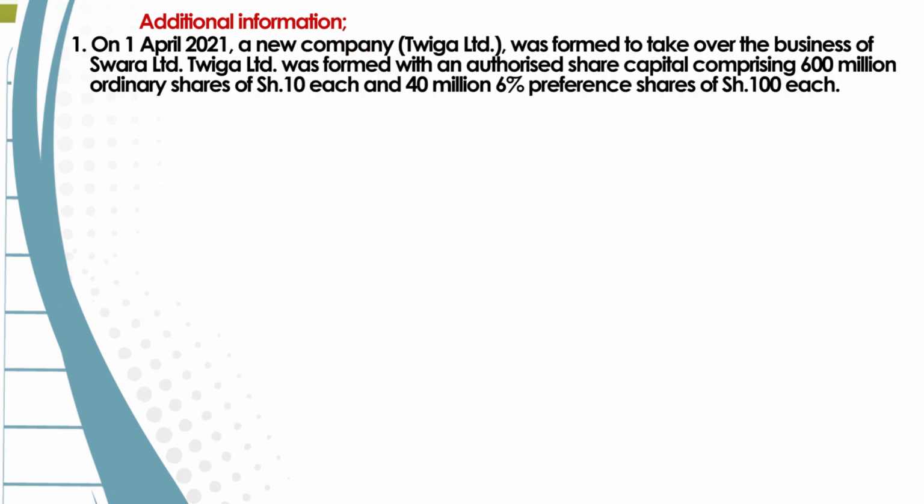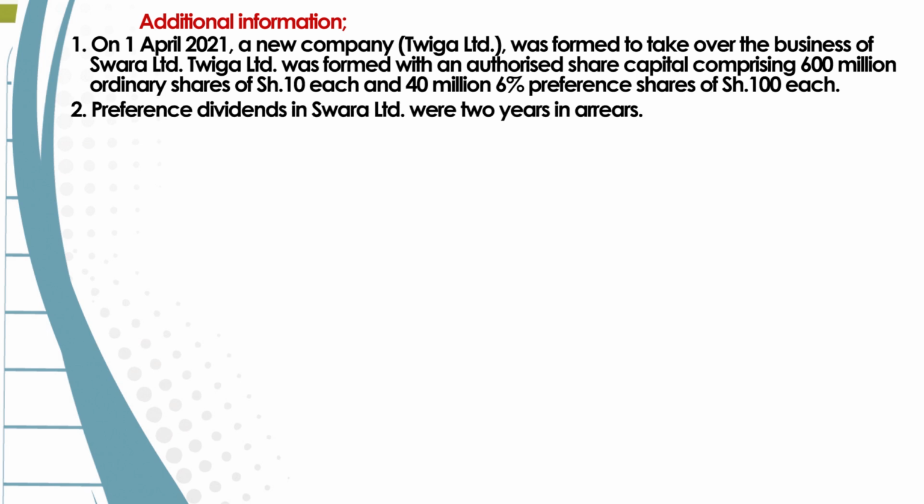We are told number 1 that on 1st of April 2021, a new company called Twiga Limited was formed to take over the business of Swara Limited. Twiga Limited was formed with authorized share capital comprising 600 million ordinary shares of shillings 10 each and 40 million 6% preference shares of shillings 100 each. Number 2, preference dividends in Swara Limited were 2 years in arrears.